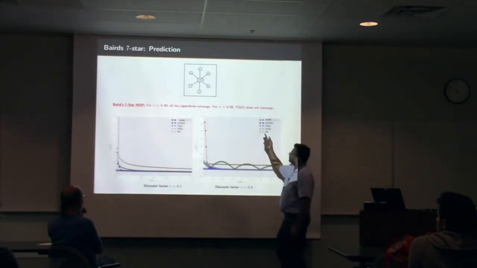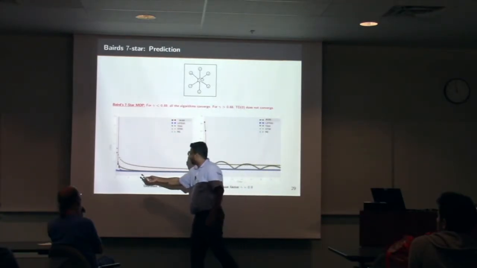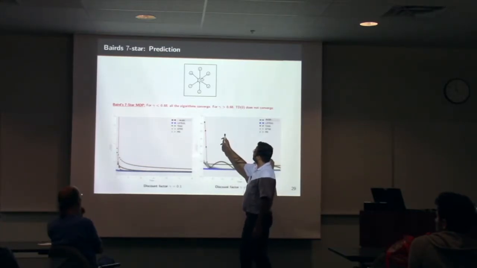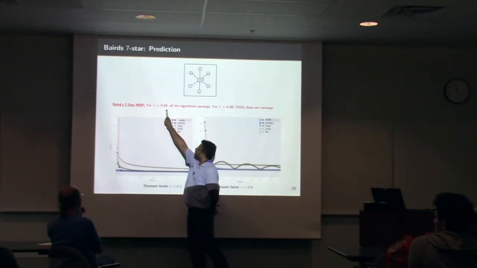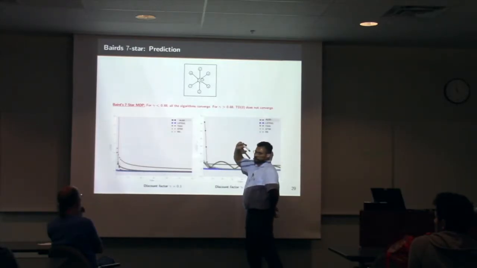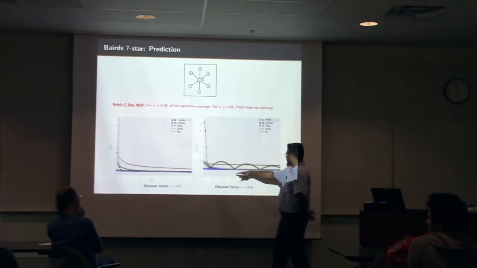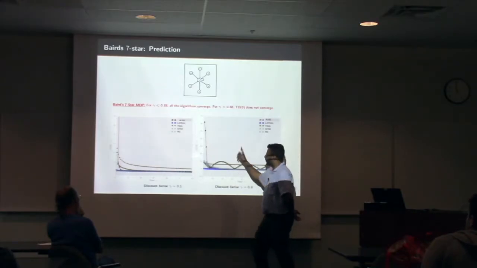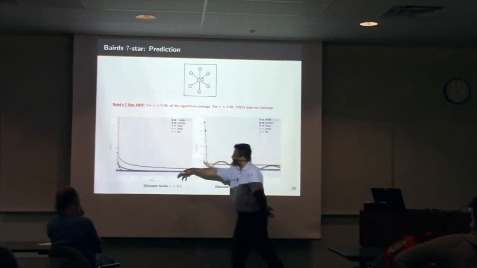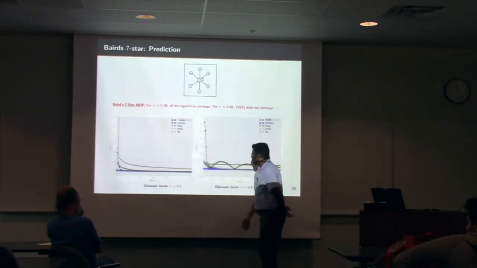So if you look at Baird's star, you can have some convergence. Baird's star has this property that TD will converge only for gamma less than 0.88, and TD will diverge for gamma greater than 0.88. So 0.88 is the threshold on Baird's star where TD diverges. So if you take 0.9, TD doesn't converge. For less than 0.88, TD always converges. So if you test it, yeah, the red one is converging pretty fast.